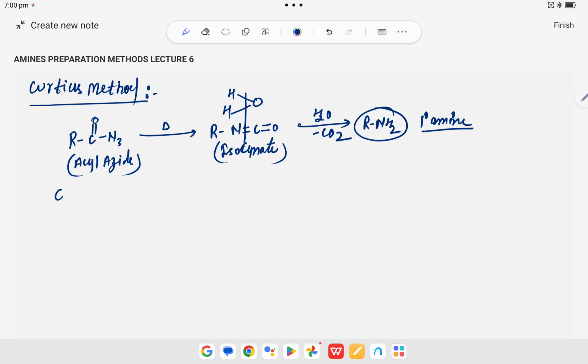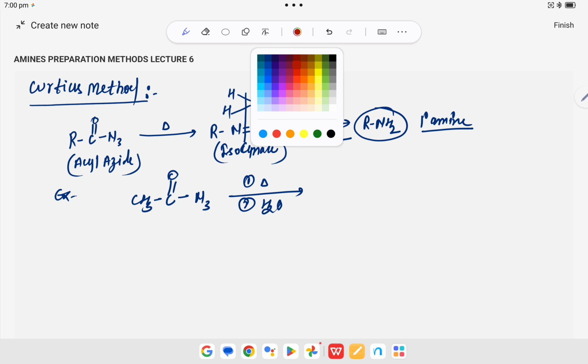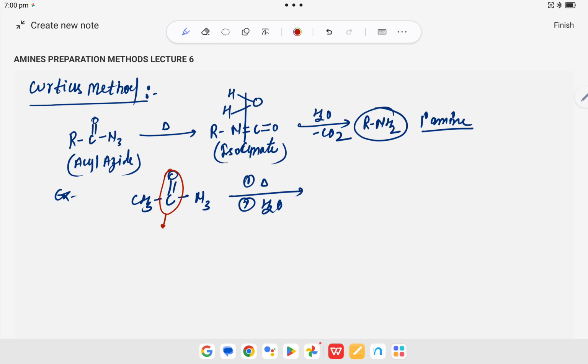So example: CH3 C=O and N3. What is the condition? First condition you have to heat, and second condition addition of H2O. In that case, what happened? From this unit you have to remove CO2, and from here you have to remove N2, and the remaining is your product. What is the product now? CH3NH2, that is the short trick you can follow.